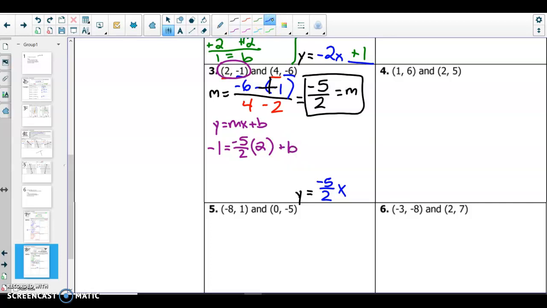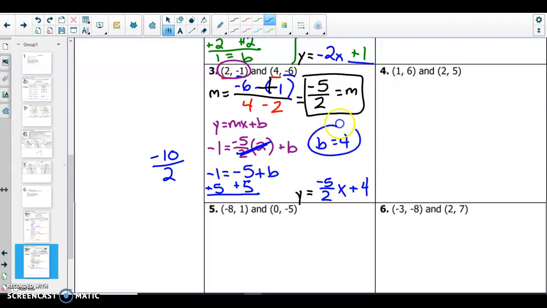Multiplying, just like in the last video, I would multiply with the top number and then divide by the bottom. So we have negative 1 equals, over here, 2 times negative 5 is negative 10. And then we divide that by 2 because it's still on the bottom. It just ends up right back at negative 5. These guys actually just cancel each other out. Plus b. And then we'll go ahead and add 5 to both sides to get our answer. B equals 4. Plus 4 because b equals 4. And there is our equation.